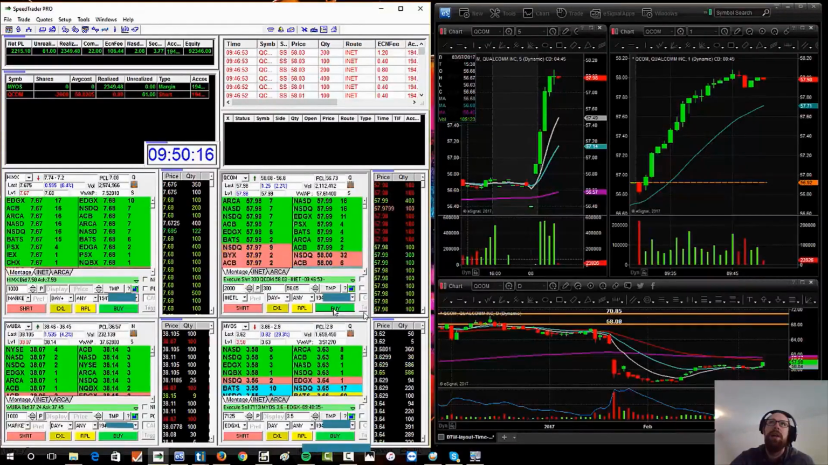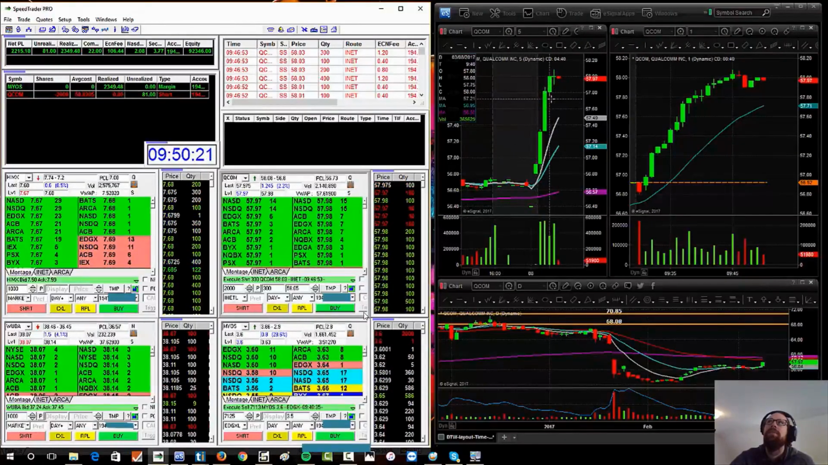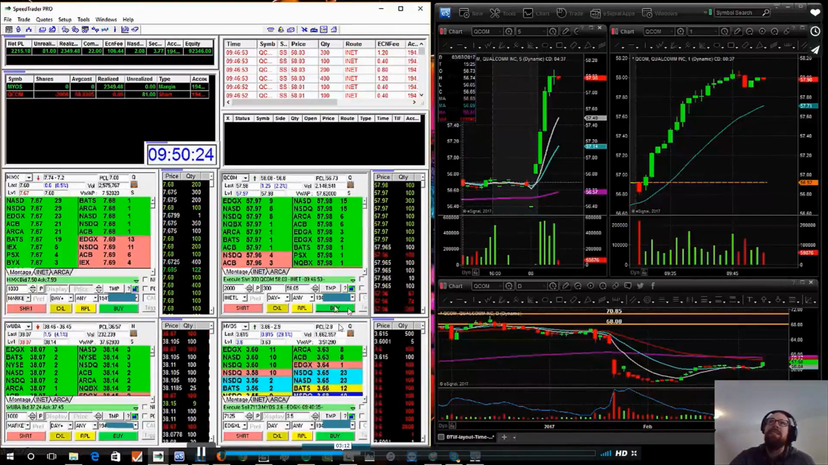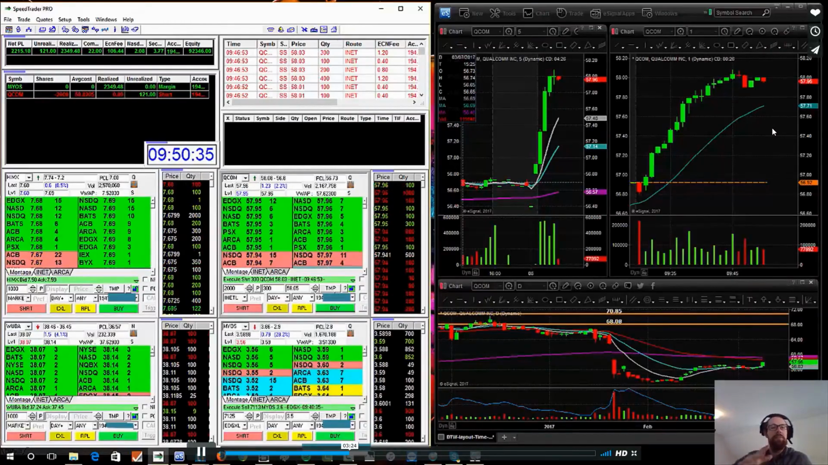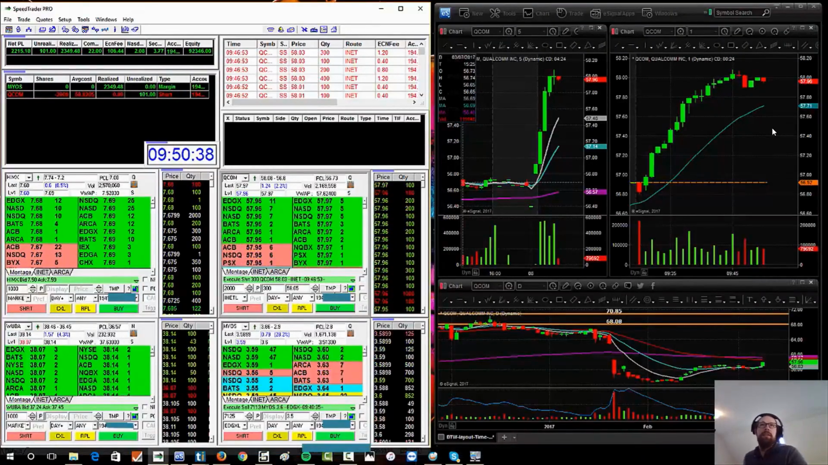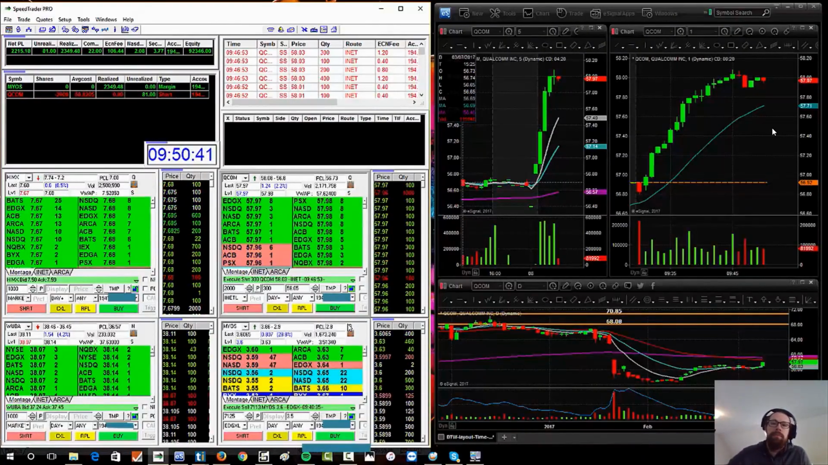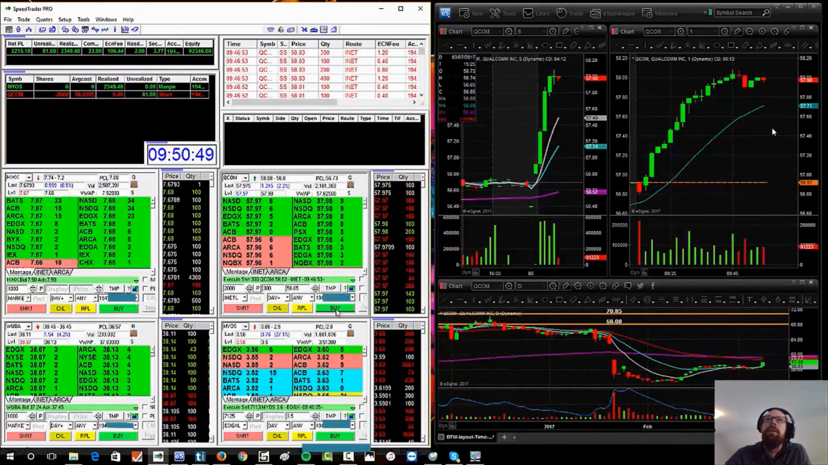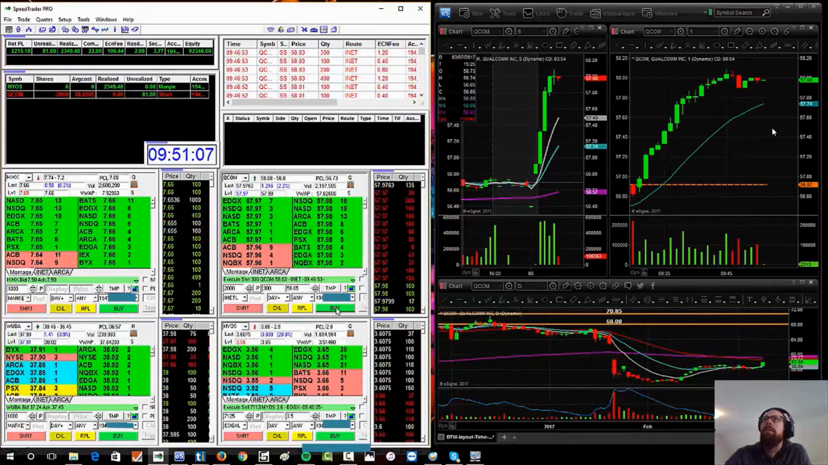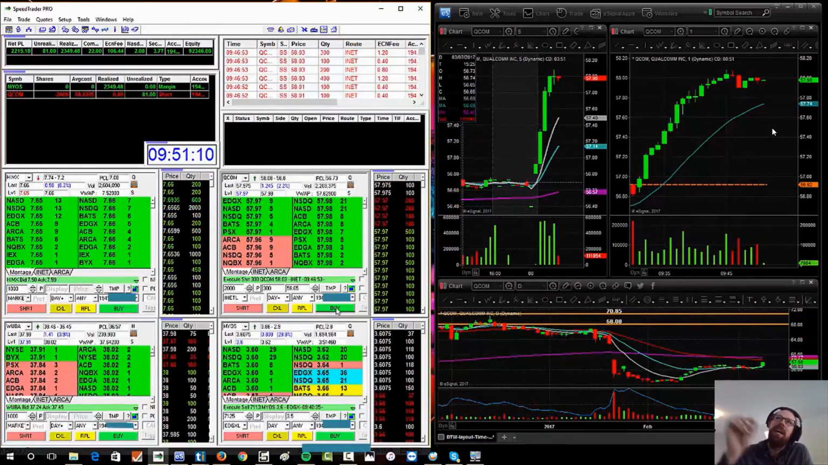Watching the level 2, watching the time and sales, feeling a little nervous. The 5-minute setup is great though because we have that doji. So this was a spot where we saw it dip down and then we saw it come back up to 58, and then it's going to roll over. So it gave us a little bit of a scare.